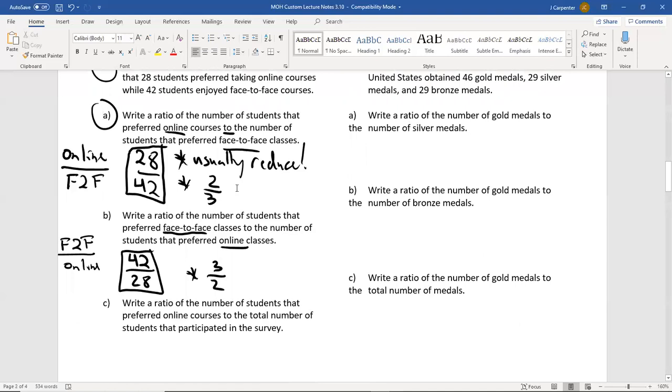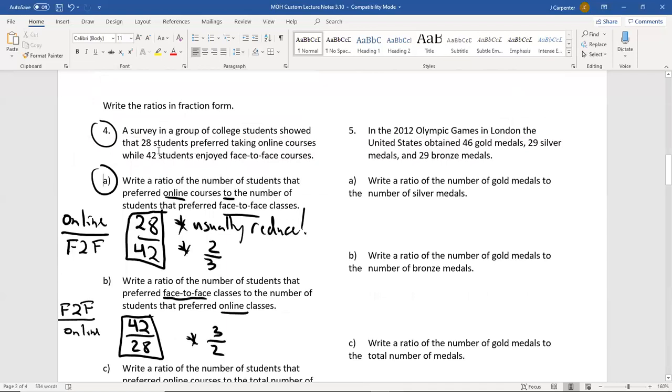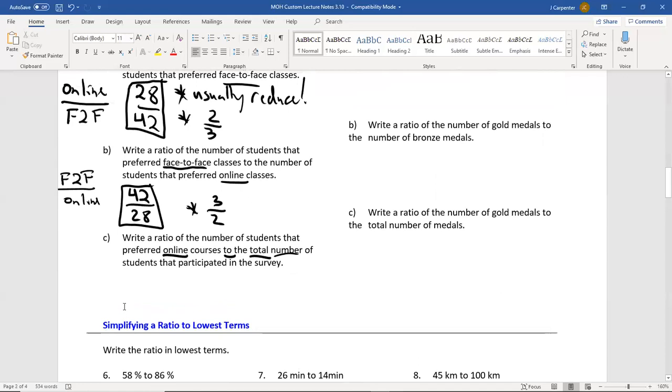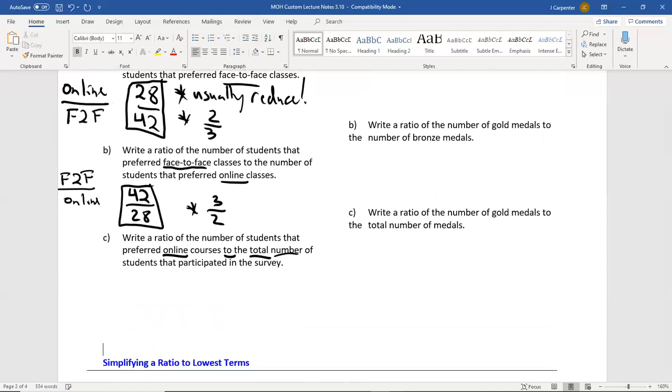Now here's where it gets much more interesting with C. They want us to write the ratio of students that preferred online to the number of students that participated in the survey. So we're doing online to the total number of students. They did not give us the total number of students. They said 28 online, 42 face-to-face. Well, I guess we can't do this problem, right? Lies. Now it'll let me do everything right.